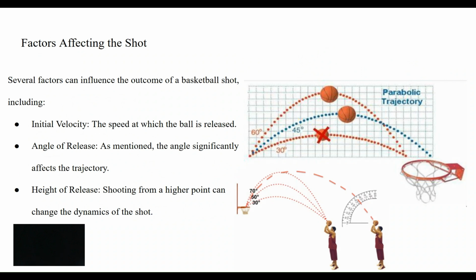Several factors can influence the outcome of a jump shot, including initial velocity, the speed at which the ball is released, angle of release. As mentioned, the angle significantly affects the trajectory. Height of release: shooting from a higher point can change the dynamics of the shot. As you see in these illustrations, when you shoot at different angles, you have a higher chance of hitting just the rim, a swoosh, maybe bouncing off the back of the rim, all types of ways the basketball can go in.